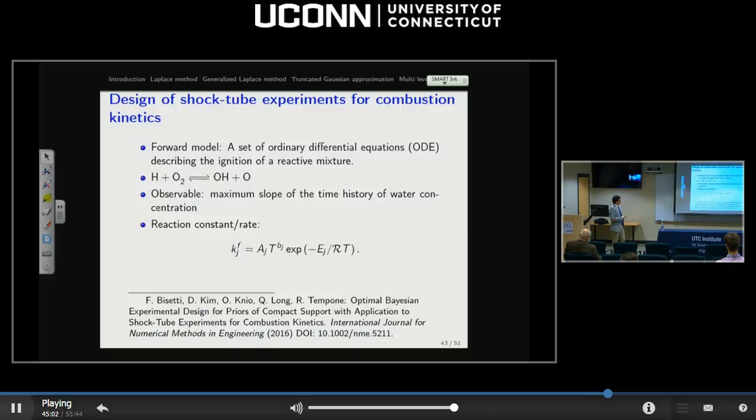And if we can measure the concentration, we can do the inference of the reaction constant. Also, they call it reaction rate too. And in total, there are 3 parameters. There's A parameter, B parameter, and also E parameter.